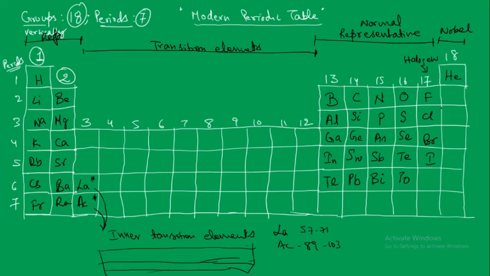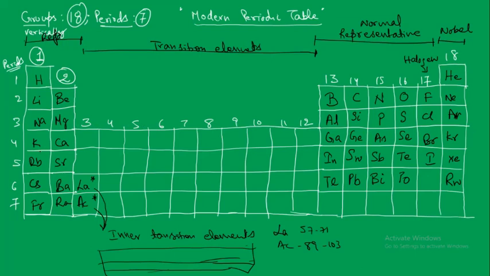Here come the noble gases: helium, neon, argon, krypton, xenon, radon. Okay, starting from helium, these are all the noble gases. So in this way, what we are doing, we are remembering the elements group wise.